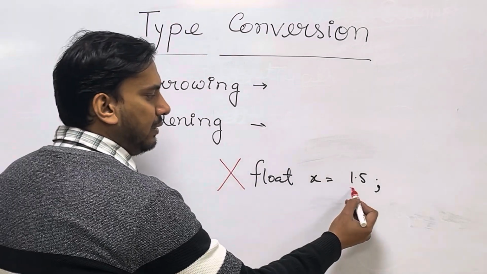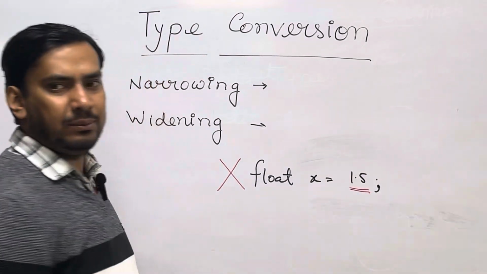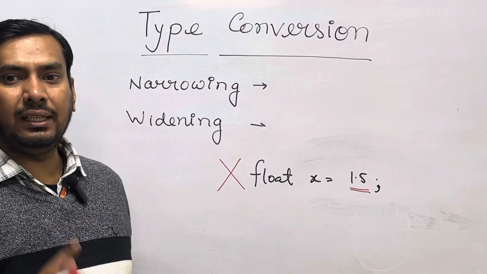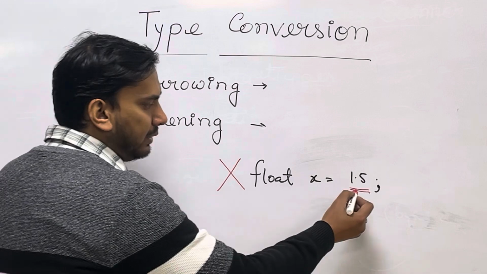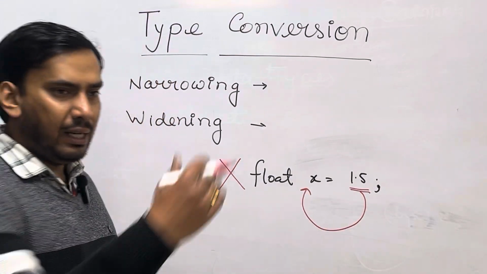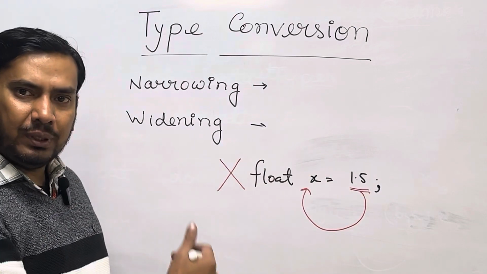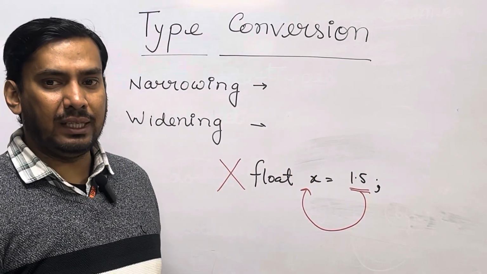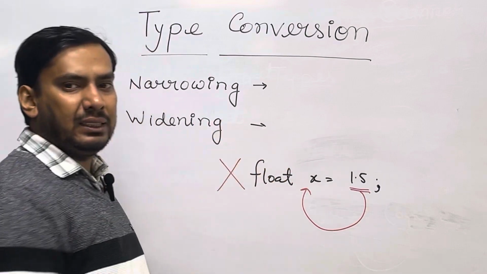What is this value? This is a floating point value, and I told you by default floating point value is double. I am trying to assign double to the float type of variable, higher precision to lower precision, and higher precision to lower precision is narrowing, and narrowing must be done explicitly.